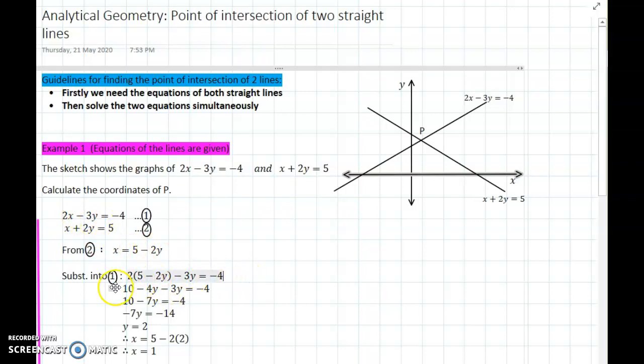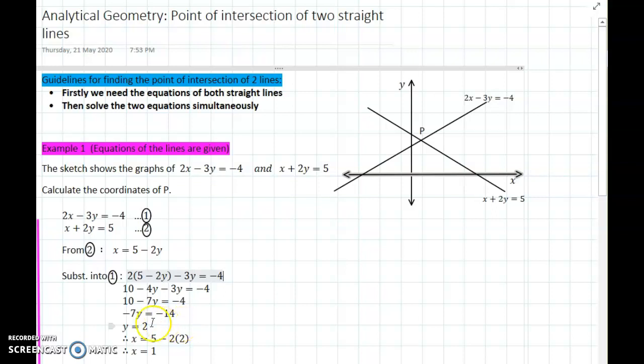Here we have that equation. Simplified, you get 10 minus 4y minus 3y equal to minus 4. Simplify further, 10 minus 7y equal to minus 4. And of course, minus 7y equal to negative 14. Divide both sides by negative 7. y is equal to 2.